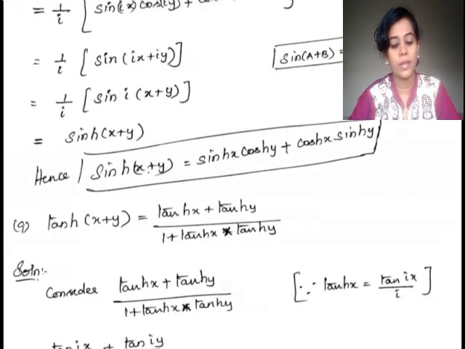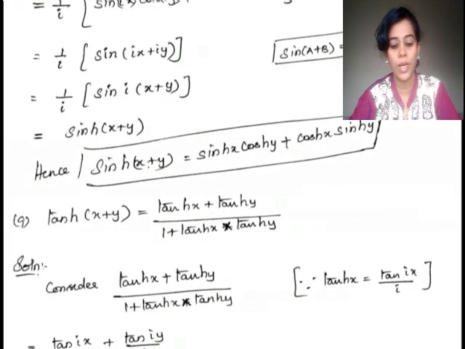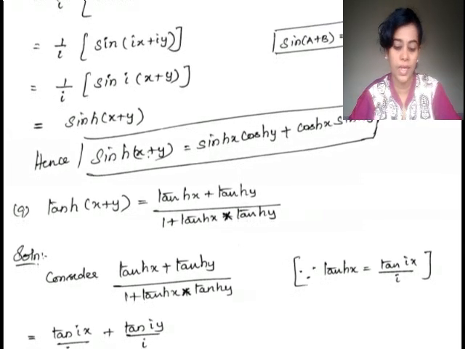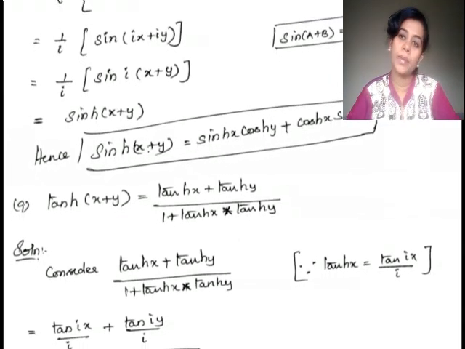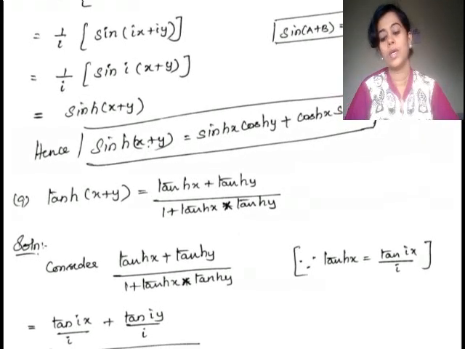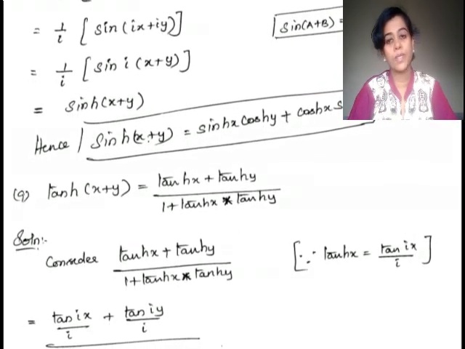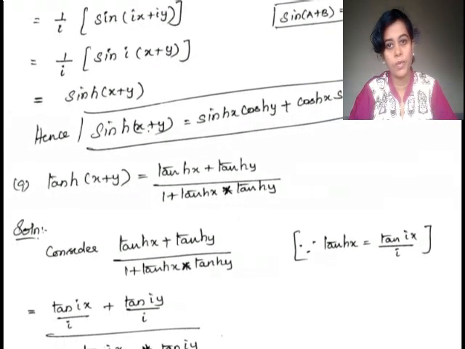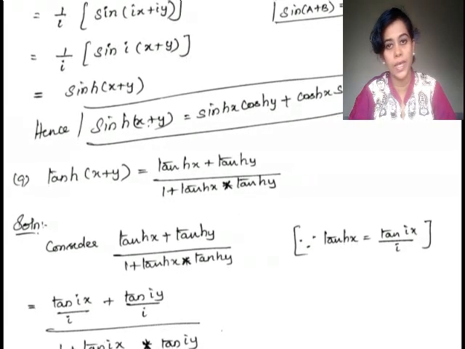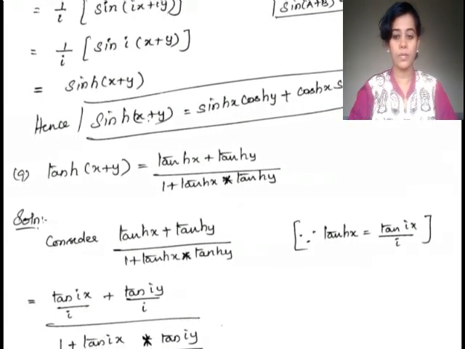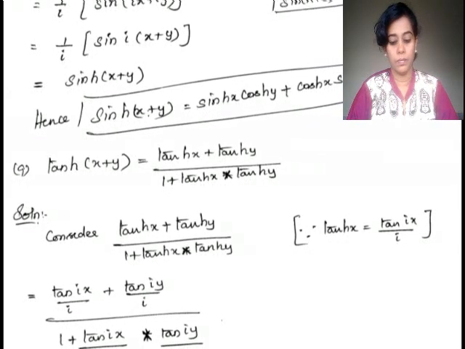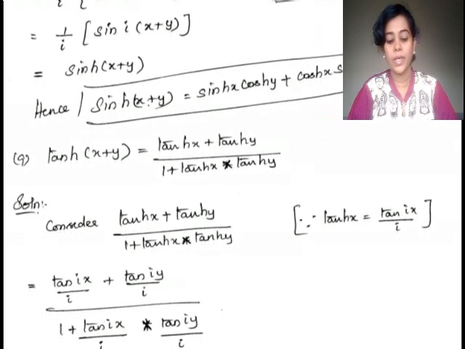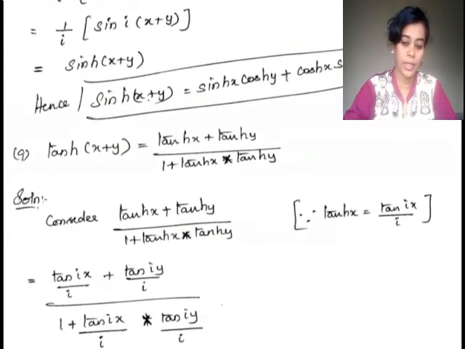And the next one, tanh of x plus y equal to tanh x plus tanh y divided by 1 plus tanh x tanh y. And in the trigonometrical identity, we know that tan of x plus y will be tan x plus tan y divided by, instead of plus, here 1 minus tan x tan y. Consider tanh x plus tanh y divided by 1 plus tanh x tanh y.